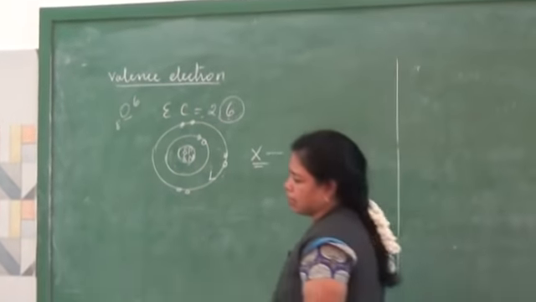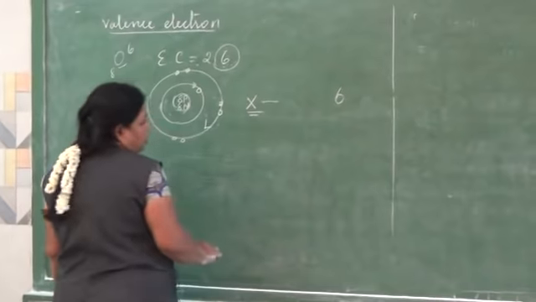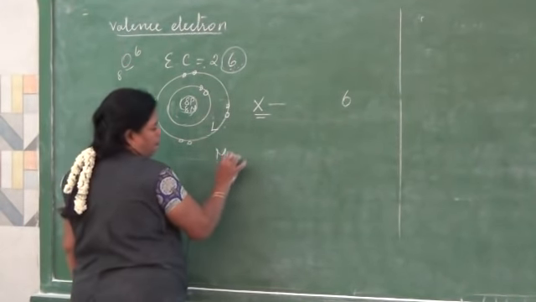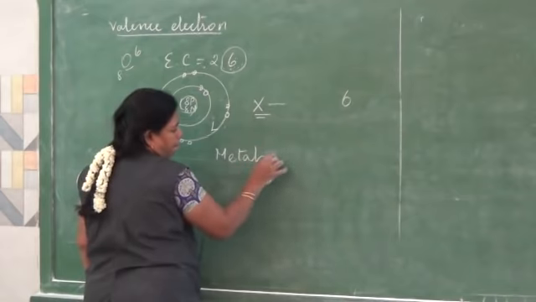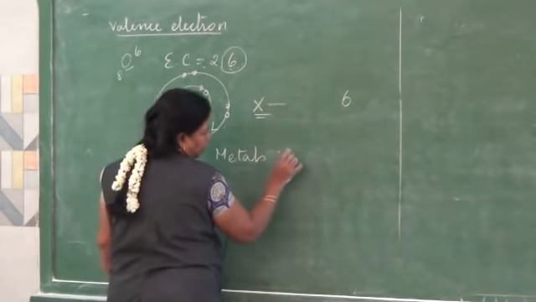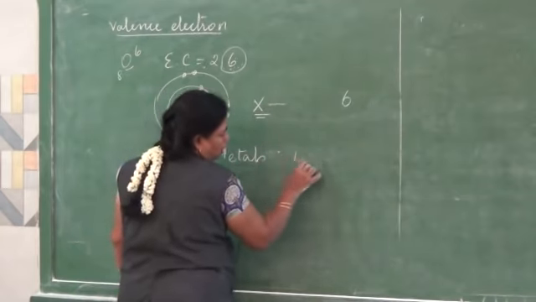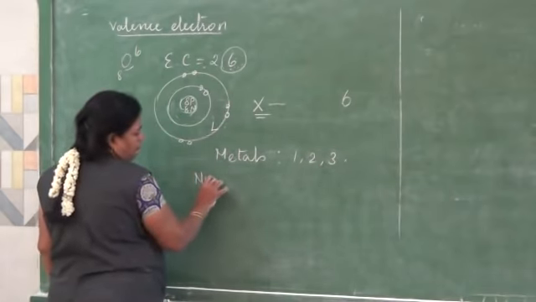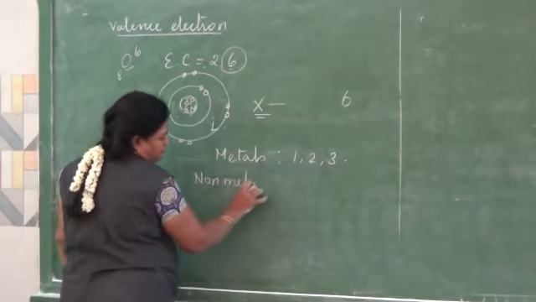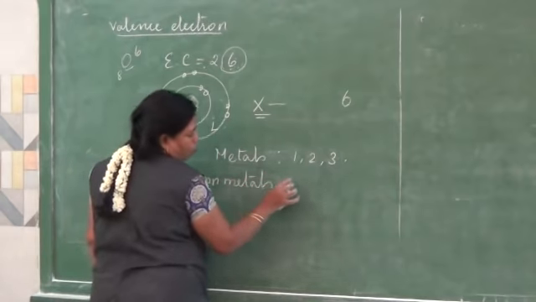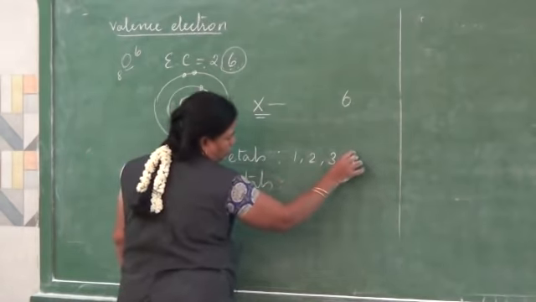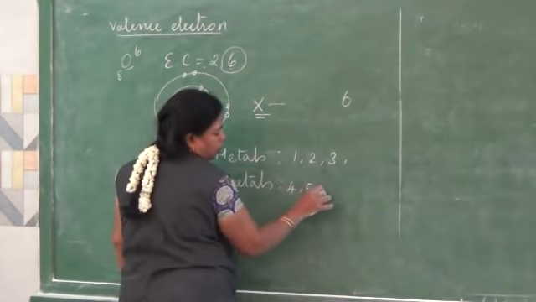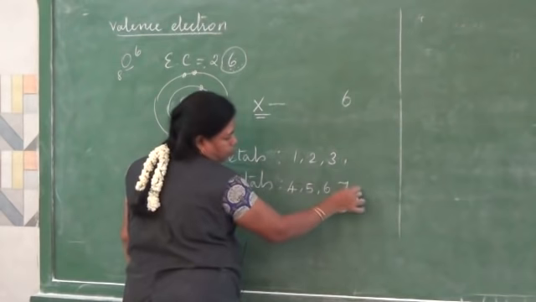For the metals, the valence electrons, that means the number of electrons possessed by the last shell, is 1, 2, 3. For the non-metals, it is 4, 5, 6, 7.